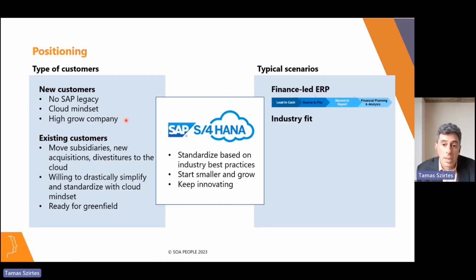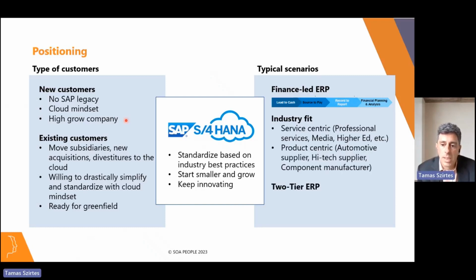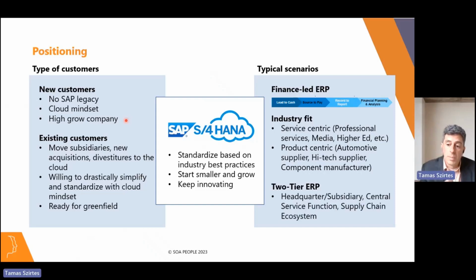Another typical scenario is a couple of industries where the public cloud is the strongest: service-centric industries and product-centric industries. These are the best examples. Now the third scenario, which is a good match, is what SAP calls two-tier ERP, which is basically when the system is implemented in a subsidiary or as a central service function. So it links to these customer profiles.